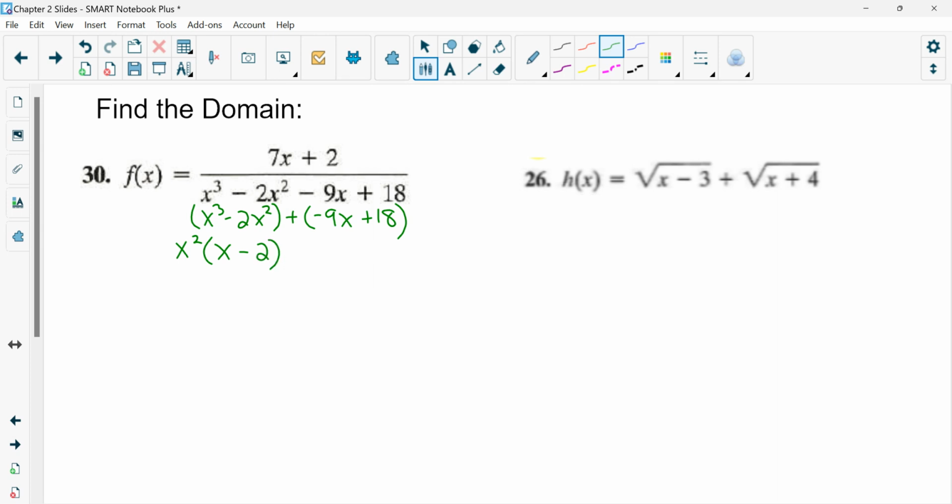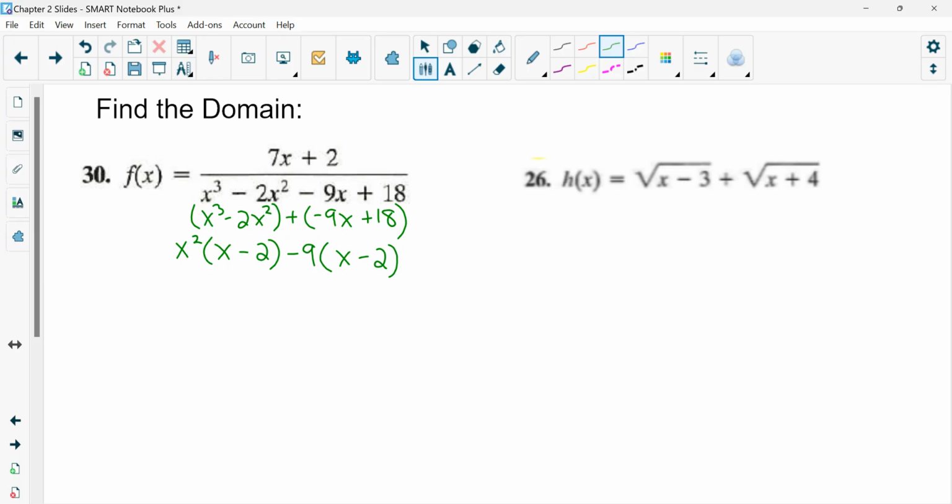My second grouping, my second parentheses within that, has a GCF of negative 9, because remember we always want our x to have a positive coefficient. So I'm pulling out a negative 9, and when I divide each of these terms by negative 9, I get x minus 2. Remember, when you do factor by grouping, you want to get the same thing inside the parentheses. We have that. X minus 2 inside the first, x minus 2 inside the second.